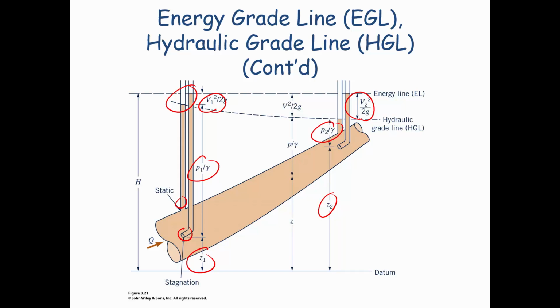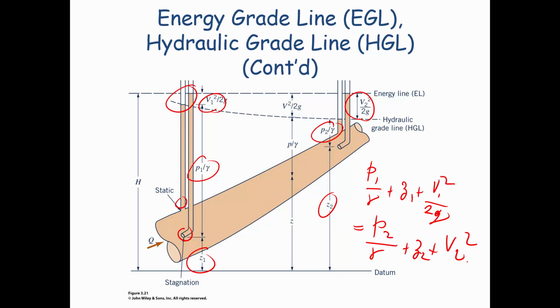So at those points we can define P1 over gamma plus Z1 plus V1 squared over 2g. According to Bernoulli's equation, this should be equal to P2 over gamma plus Z2 plus V2 squared over 2g. Each one of these two points are two points out of the entire set of the locus of points that we could draw. So I could have these measured at a bunch of different points along this pipe, and summing the numbers together, they would all give the same value, because remember, along a streamline, the sum of those numbers will be a constant. So our locus of points creates this energy grade line, which is just a constant elevation or constant value.